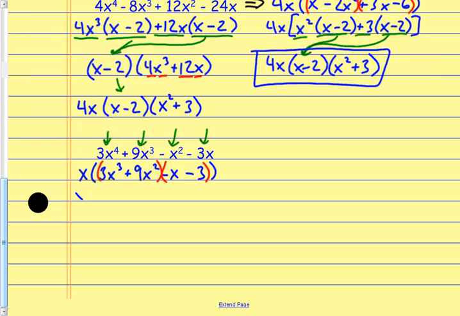Out of this first group, the 3x cubed and the 9x squared, I can factor out a 3x squared. When I divide that out, it leaves me with an x plus 3. Out of the second group, when I look at this, there's not really much I can factor out here, and maybe you can't see anything. With factoring by grouping, we have to factor something out. So in this case, we have to factor out a form of 1.